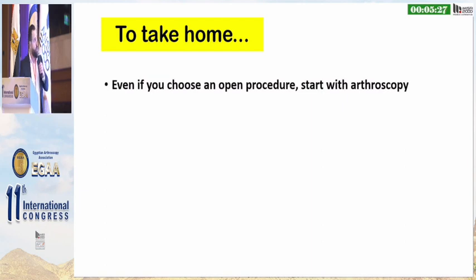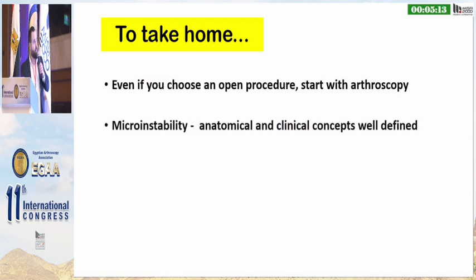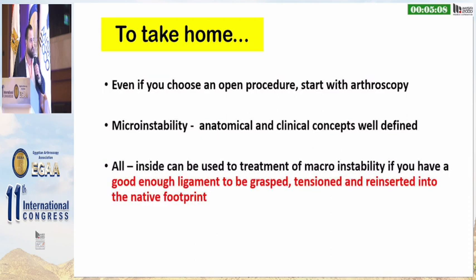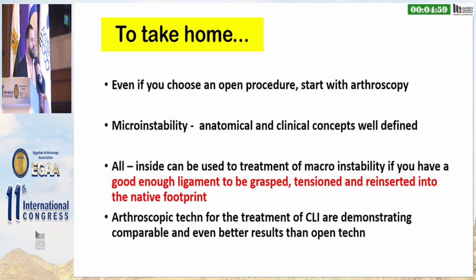So, the take-home message: even if you choose an open procedure, start with arthroscopy. I think this is very important to exclude an occult chronic syndesmotic lesion. Microinstability is an anatomical and clinical concept well defined. Our technique can be used to treat macroinstability if you have a good enough ligament to be grasped, tensioned, and reinserted into the native footprint. Arthroscopic techniques for the treatment of chronic lateral instability are demonstrating comparable and even better results than the open techniques in short-term follow-ups. Thank you.